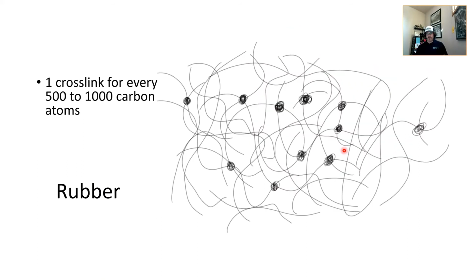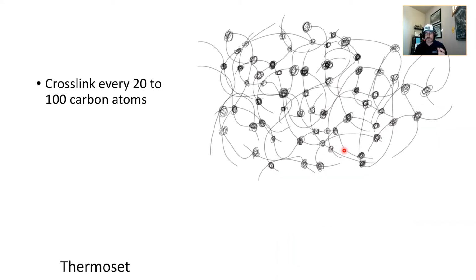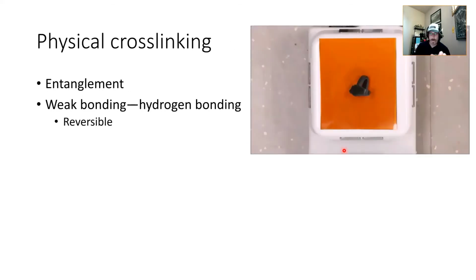So think about it. So rubber, not very many crosslinks. One crosslink for every 500 to 1,000 atoms. Rubber is bouncy. For a thermoset, one crosslink every 20 to 100 atoms. I'm looking around my desk for examples. Polymers are everywhere, obviously. So physical crosslinking. So this is thermoplastic. So we have a thermoplastic crosslink here, and it's this weak bonding. Entanglement is one. Hydrogen bonding also plays a role, but an entanglement can actually be a crosslink as well.